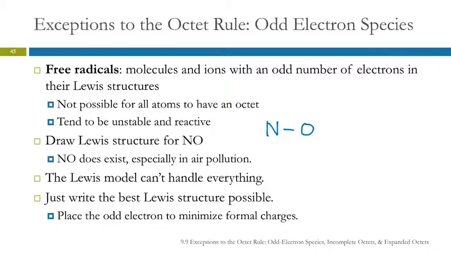Okay, so nitrogen has 5 valence electrons, oxygen has 6, that's 11, right? So let's do our best here. We've got 2, 4, 6, 8, 10, 11. Well, nobody has an octet, that's not cool. If we make a double bond, then we could get at least one of them to have an octet, right? So let's move one of these pairs from the nitrogen and make it a double bond. Now the oxygen has 2, 4, 6, 8, and the nitrogen has 2, 4, 6, 7.